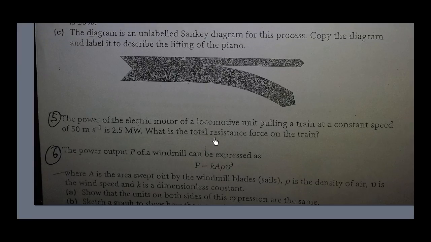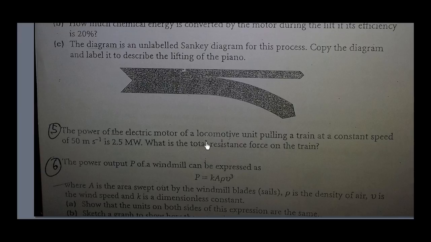Question 5. The power of the electric motor of a locomotive unit pulling a train at a constant speed is 50 meters per second. So they give you a constant speed, so you can use your power is equal to force times velocity formula. They give you the power, which is 2.5 megawatts. Remember that mega is times 10 to the 6. What is the total resistance force on the train? So they're telling you.